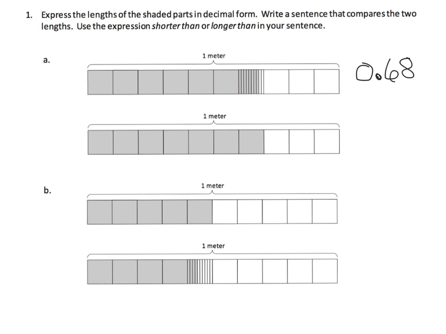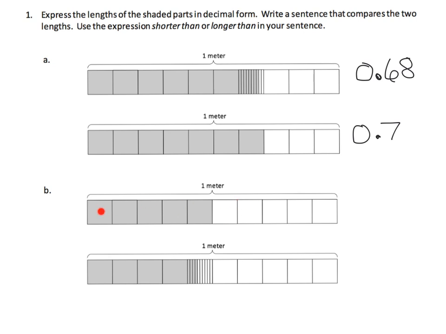Now this one's pretty straightforward. It's 1, 2, 3, 4, 5, 6, 7. So that one's very straightforward. It's just 7/10, 0.7. And you can see that 0.7 is just barely larger than 0.68. In fact, it's just larger by 2/100ths, a very tiny amount.